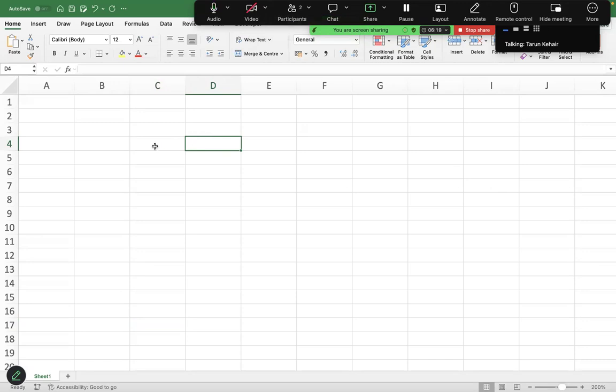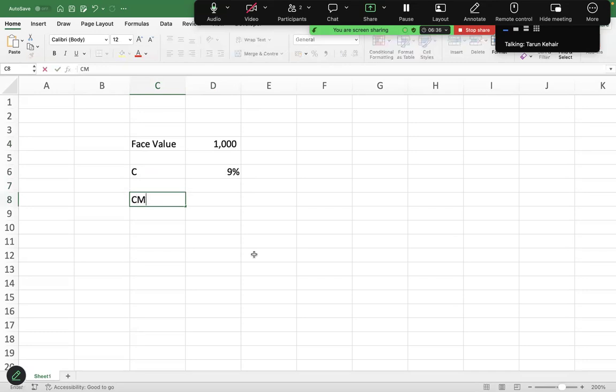That's the whole thing. So in this case, it's given that the firm has issued bonds which have a face value of $1,000. The annual coupon is 9%. You're able to see the screen, no? And the current market price of the bond is $990. And these bonds have 10 years to maturity. So first we'll do the annualized coupon case.